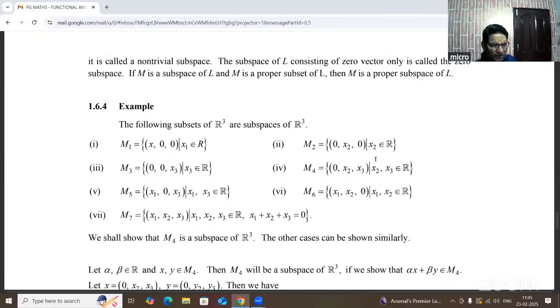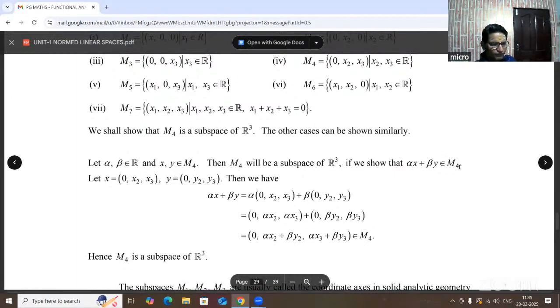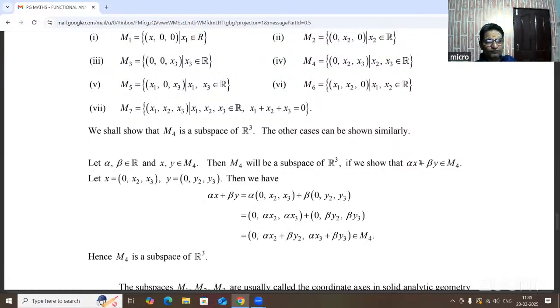Now, other than M4, we are taking the M4 part. Alpha, beta being real numbers, and x, y also belong to M4. M4 will be a subspace of R cube. What is the subspace condition? Alpha x plus beta y belongs to M4. So we are taking the x's. What is the x value in M4? It is (0, x2, x3).